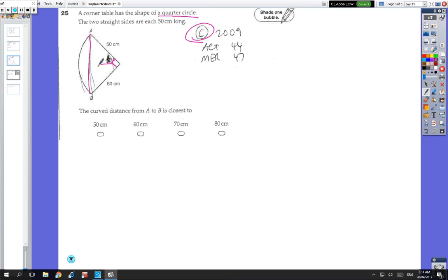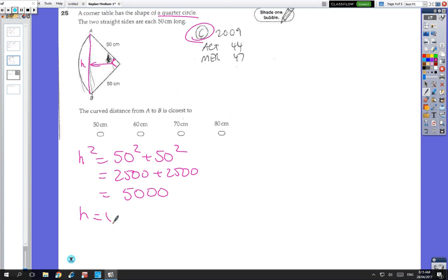Okay, so we've got the side opposite is the hypotenuse, so h squared equals 50 squared plus 50 squared, which is 2500 plus 2500, which is going to be 5000. And so the height equals the square root of 5000, which is going to be in the 70s. And that's the answer. Okay, I think we've got one more question to go.